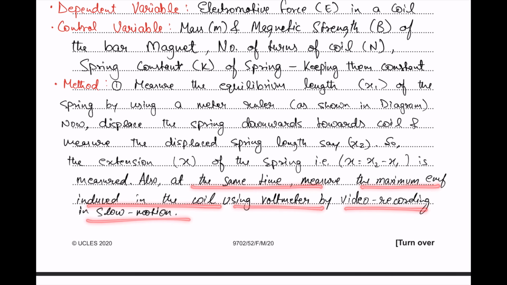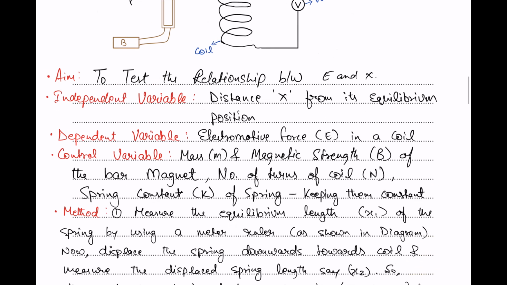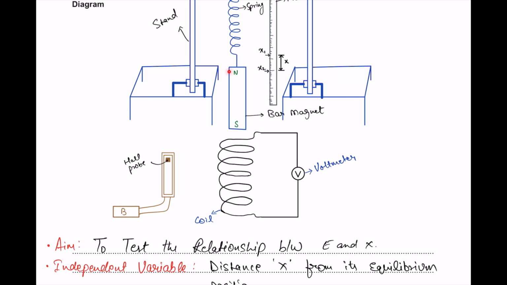That is measured. Also at the same time, measure the maximum EMF induced in the coil using a voltmeter by video recording in slow motion. What does this do? This is a very important point, that I have to measure the maximum EMF by video recording it and playing back in slow motion, because when you displace the bar magnet, the magnetic field associated with the coil changes. Due to the change in the magnetic field, there is an EMF induced at the two ends of the coil, and that is measured in the voltmeter.